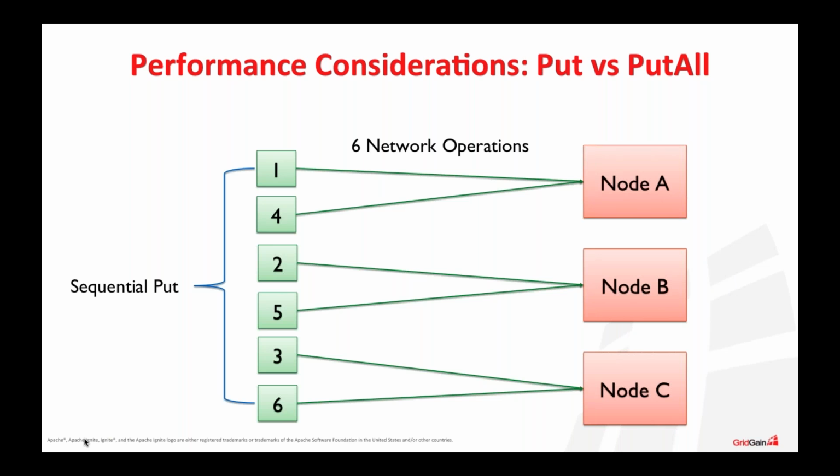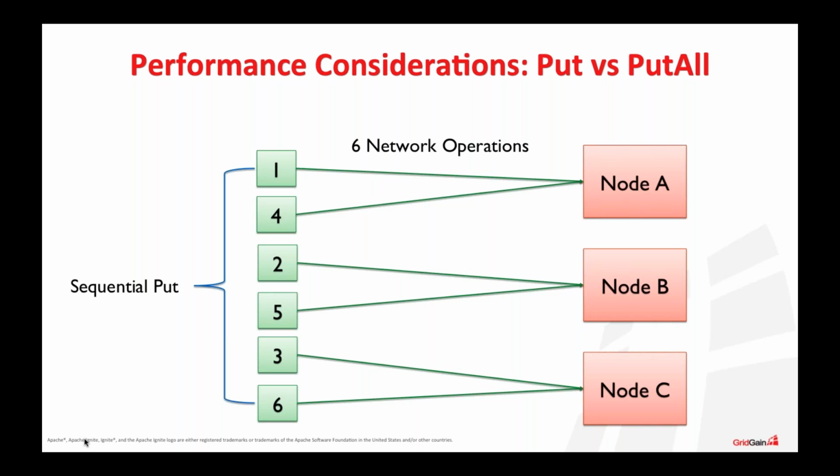Okay, so one of the things that we need to be aware of is some performance considerations, particularly when we're thinking about transactions. So suppose we've got a cluster with 3 nodes here, node A, node B, and node C. And in a transaction, we are trying to do a put operation, okay? So we want to be able to write something to each of these nodes. And then we've got some values that we want to write, 1, 2, 3, 4, 5, 6.